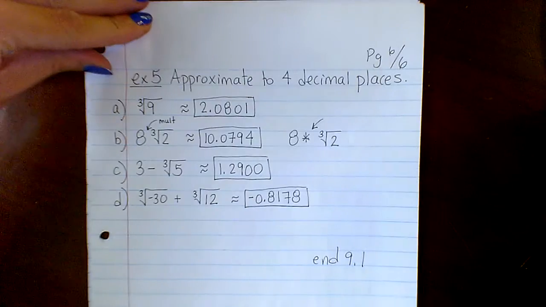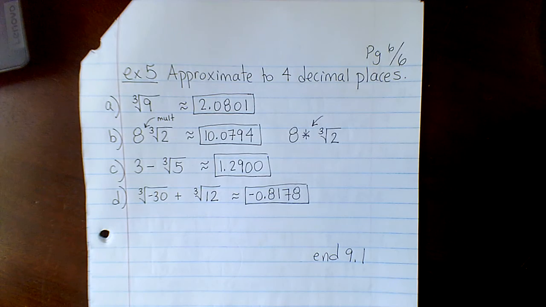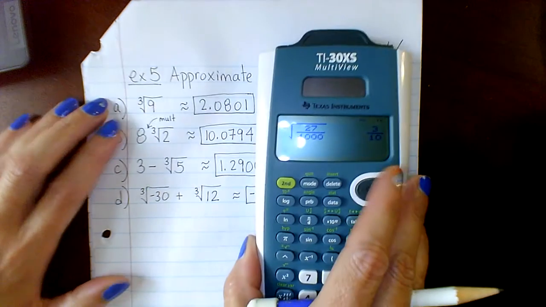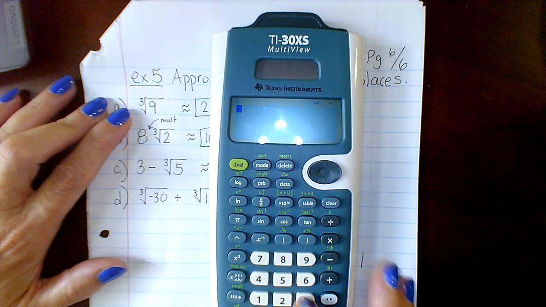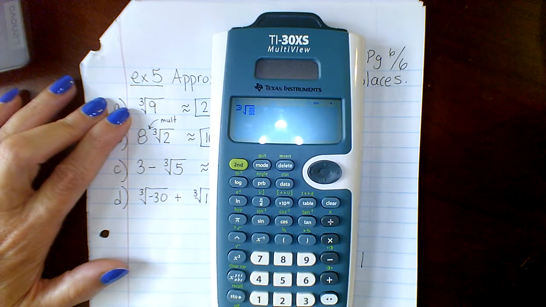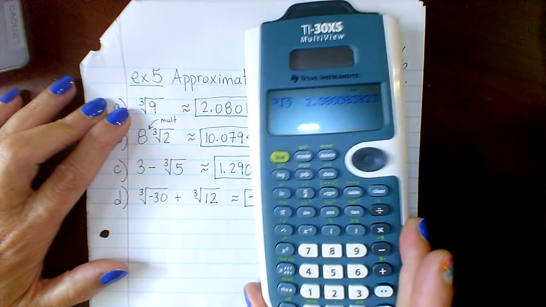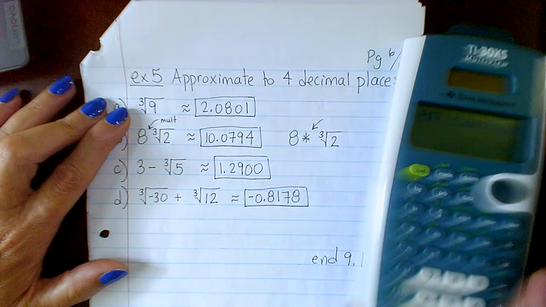Okay, so let's do some approximations of some cube roots, and that will finish up this section for us. So the cube root of 9, it's not 3. Don't divide 9 by 3 and get 3 here. So we're going to do 3 and then that x root of 9, and we get that decimal. And again, I'm rounding it to 4 decimal places.